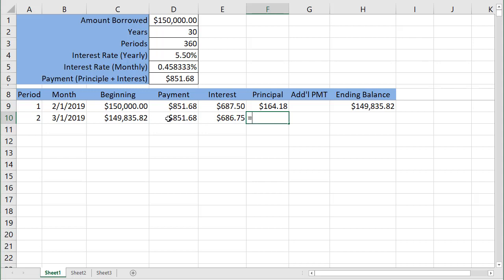So how much of that payment went to principal? I take the payment amount, subtract out the amount of interest that I have to pay, and I get a number that's very similar to last month, but just slightly larger.